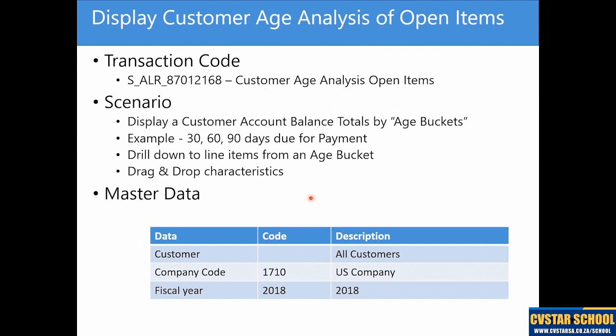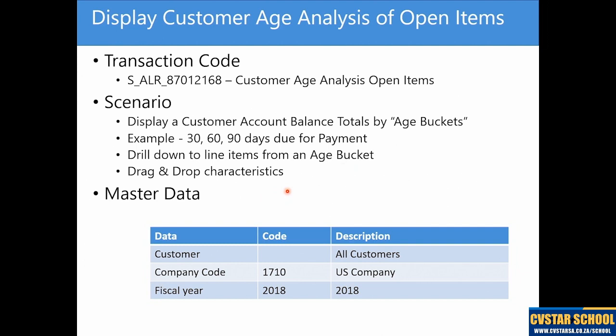So here you can have, for example, 30, 60, 90 days that things are due for cash receipts or to receive payments. You can also modify these day parameters that are there, but we have some test ones in this test system. And then you can also drill down to those line items. So when you find a total in an age bucket, for instance, 90 days overdue, you can then drill down just to see those items.